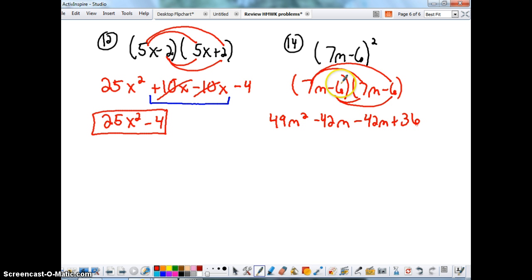Notice these were actually the exact same, as opposed to here when the one was positive, one was negative. The middle ones canceled out when that occurred. Here, the middle ones are not going to cancel out. We're actually going to combine those. Negative 42m and negative 42m is going to give me a total of negative 84m and then plus 36.